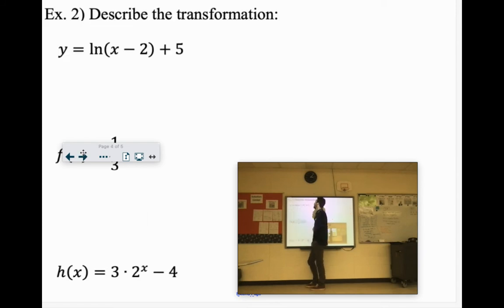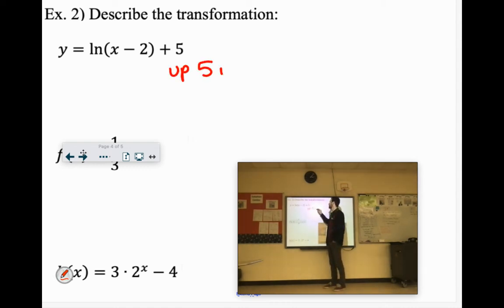All right. Describe the transformations. ln x minus 2 plus 5. Well, the plus 5 at the end would shift it up 5 units. When it's grouped with the x, that's a horizontal translation. So this would shift 2 units to the right.